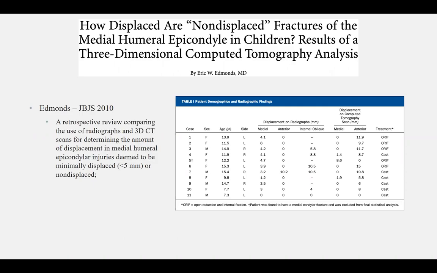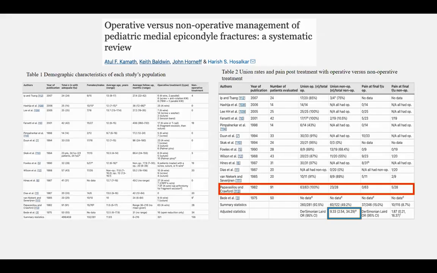The study demonstrates that standard AP radiographs and lateral views are neither sufficient to measure anterior displacement of the fracture fragment nor accurate enough to measure medial displacement in this injury. Internal oblique radiographs appear to at least approximate the amount of true anterior displacement. However, if warranted, a 3D CT scan can be used to accurately determine the amount of displacement in all planes.